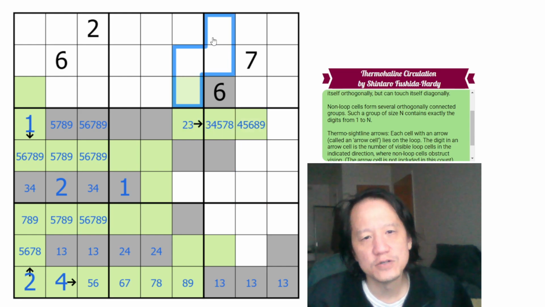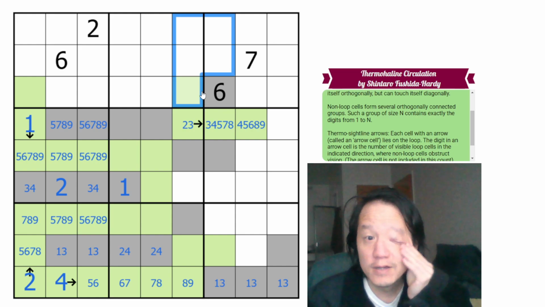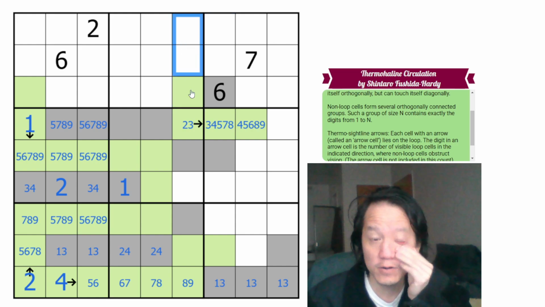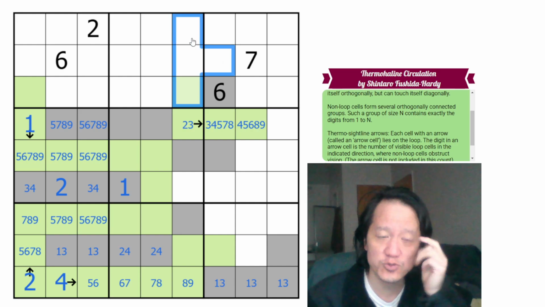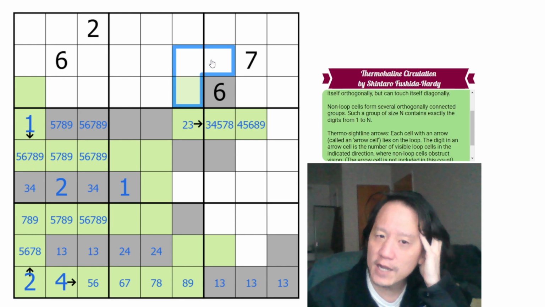How does this close off, right? Say it tries to go here, then inside here. That doesn't work, right? Because it would be touching itself here. Because this would be orthogonally connected to 3 cells on the loop. So this one cannot go this way. It has to essentially go this way at best, right?